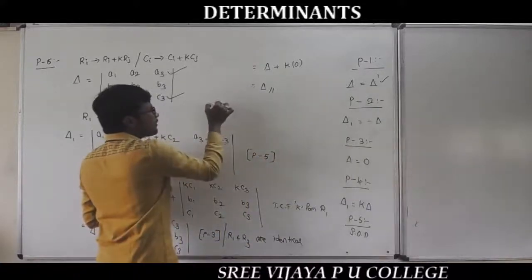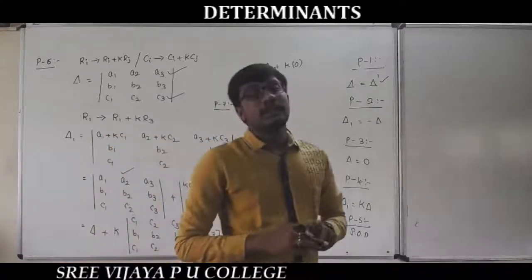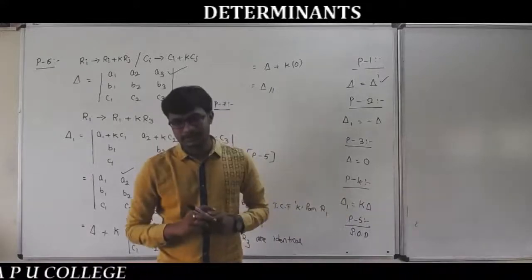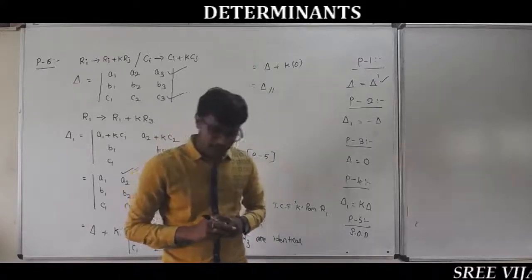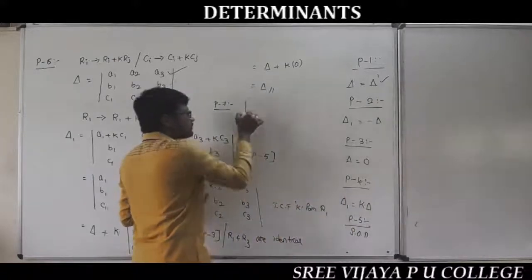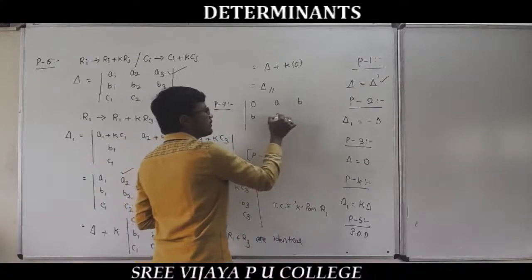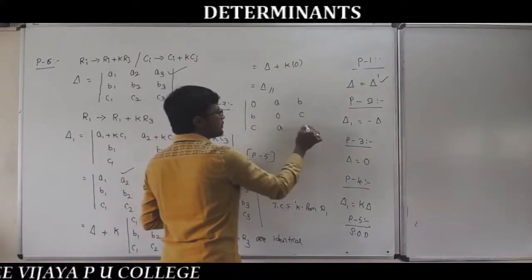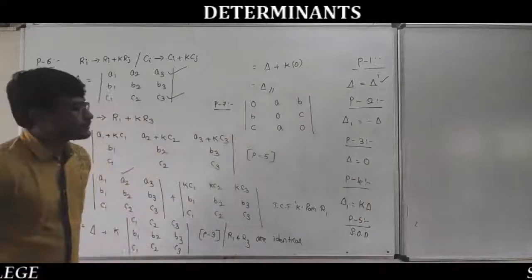Property number 7. In a given determinant, if all the principal diagonal elements are 0, then the value of the determinant is also 0. So it means the determinant 0, A, B, B, 0, C, C, A, C.